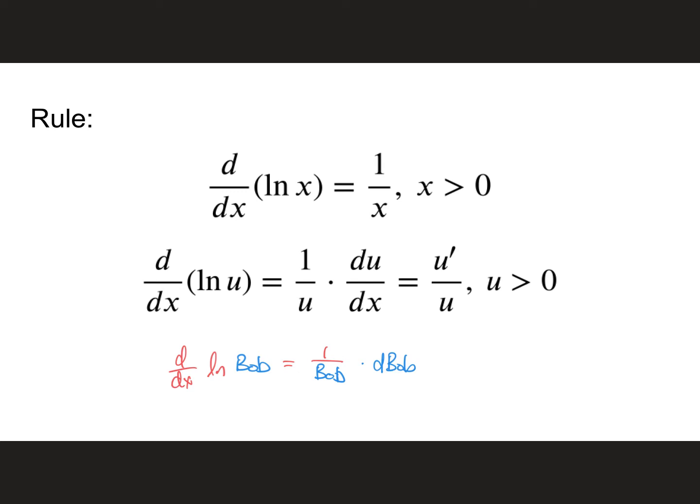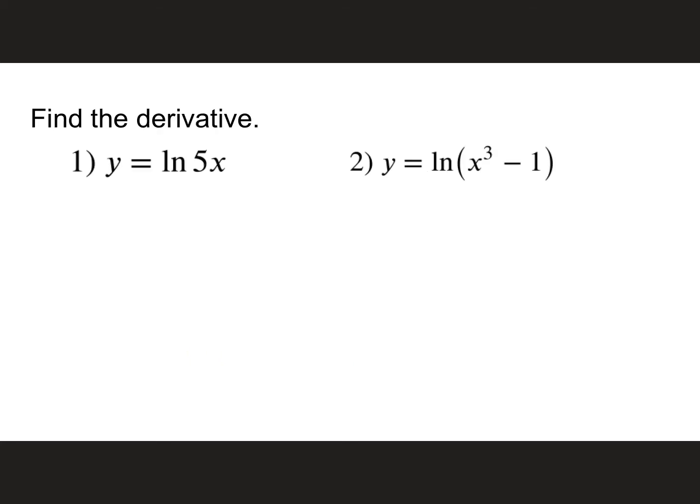Because remember, you can't take the natural log of a negative number anyways. So it would be a restriction on the domain of the problem. Let's take a look at 2 example problems that we have here. Y equals the natural log of 5x. Again, remember that that's 5 times x.